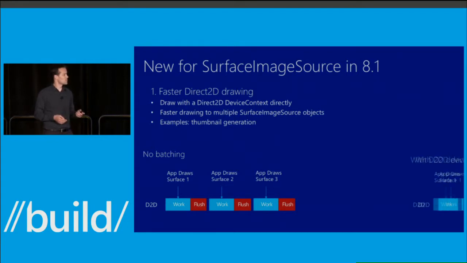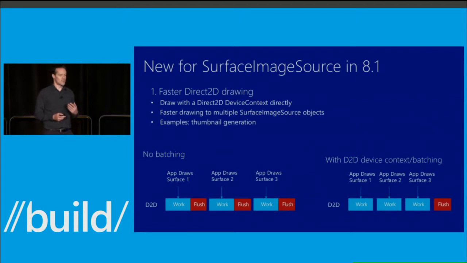So what we've enabled through device batching is the ability for you to get back a D2D device context when you draw your surface image source instead of an IDXGISurface. And that allows the framework to batch up a large amount of the Direct2D work and just flush it all in one batch. So overall CPU utilization will be smaller in this scenario if using D2D device context batching. This is really useful for things like thumbnail generation if you're drawing custom thumbnails, anytime you want to draw a large number of surface image source objects. So based on scenario, this can be more convenient.